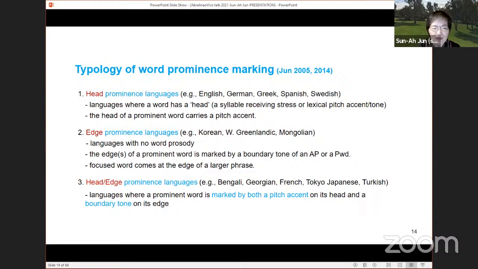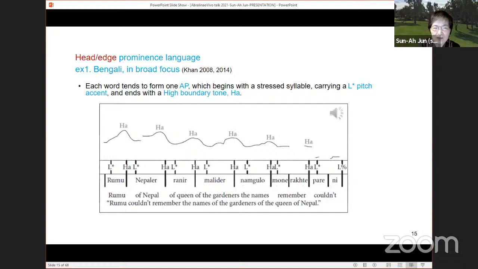So what do head-edge prominence languages look like? I will give some examples. The first example is Bengali. Bengali has a stress at the beginning of a word, and as you see here, each word tends to have this rising tone, as in the Korean examples. But the beginning of this rising tone is the stress level, so it's not just the low, but it's a low star. So low star high A, meaning the high tone marks the accentual phrase final. Low star high A, low star high A, so it's a sequence of accentual phrases, and each one is generally marking one word. It can have more than one word, but in the majority of cases, one word is one AP. And the sentence: Rumu Nepalir Rani Malider Namgulo Mone Rakhte Parini. So you'll see a low high, low high, low high sequence.